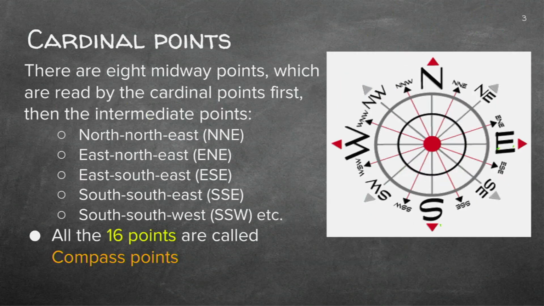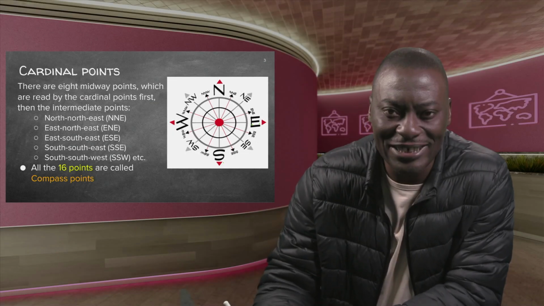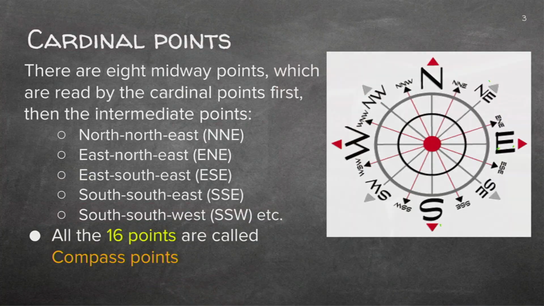Now going further is the next type of points that are called intermediate points. What are intermediate points? Intermediate points are the points between a midway point and a cardinal point. An example is midway between northeast and north, which we call north-northeast. Remember, of course, your north and south will take precedence over the midway point. So we have north first, followed by northeast.